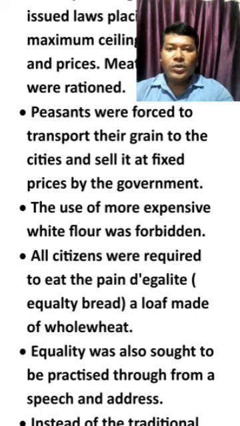Peasants were forced to transport their grain to the cities and sell it at fixed prices by the government. Farmers were sent to the cities to sell their crops and it had a fixed price. But now in a democratic country, according to our wish, we go to town or cities to sell our goods or crops.